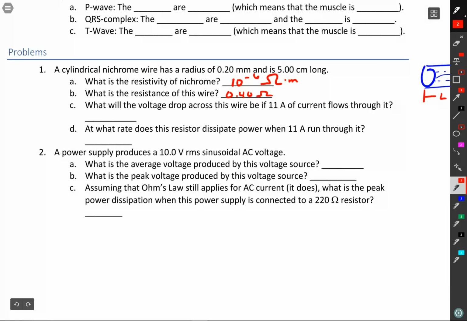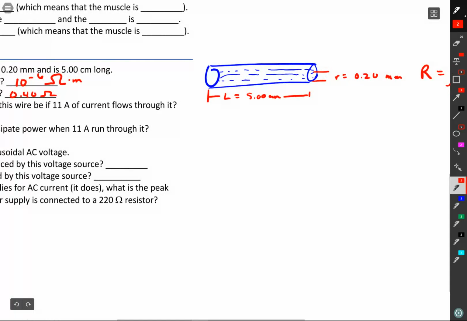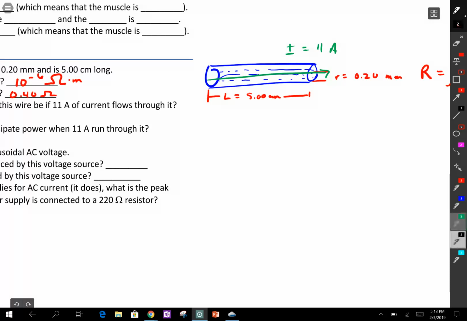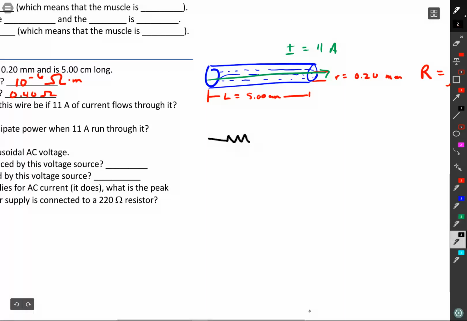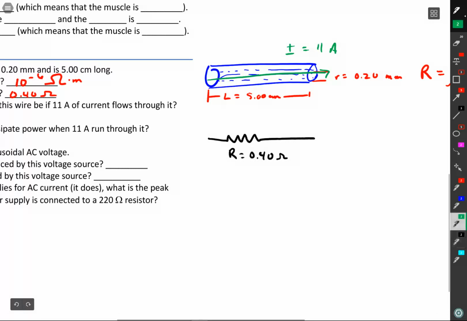What will the voltage drop across this wire be if 11 amps of current flows through it? So now we have a current flowing through it. I equals 11 amps. I'm going to redraw this with the normal circuit diagram. There's my resistor. Here's my current going through the resistor.